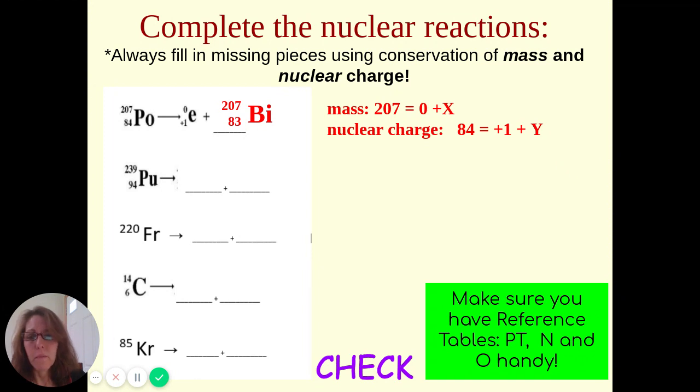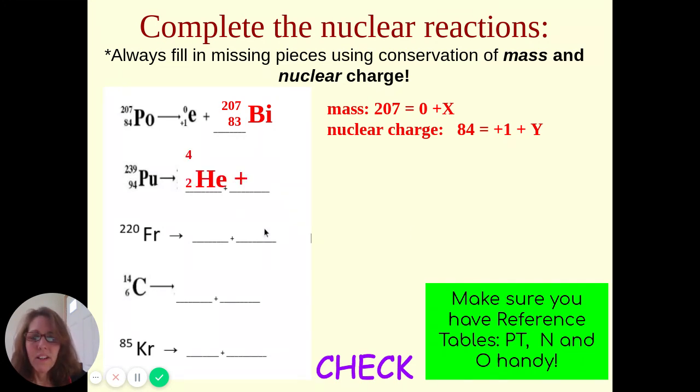All right, for the next one, we have a plutonium-239. Now, this one's the next step of difficulty. You notice that there are 2 pieces missing. So you're going to have to do a little bit more. First thing you want to do is check Table N and see if there is a decay mode for the plutonium. And of course, there will be.